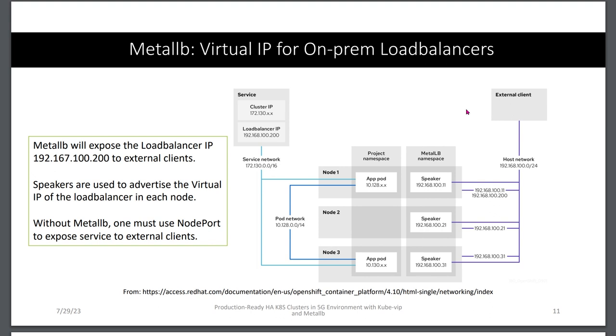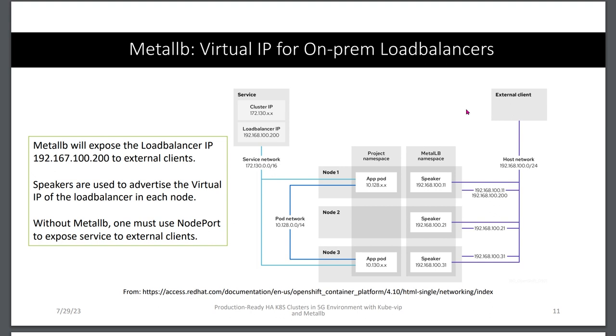So the external clients can access this service just by this load balancer IP. But if you don't have Metallb, what we usually do is that we open a node port. So we might open a node port, 30,000, and then they can access this service as well. But the problem with node port is that it is not highly available.